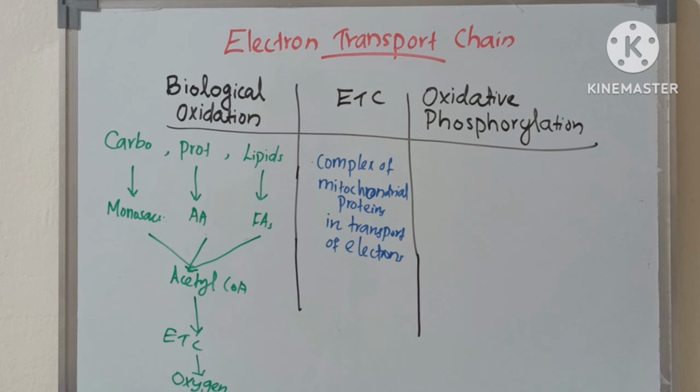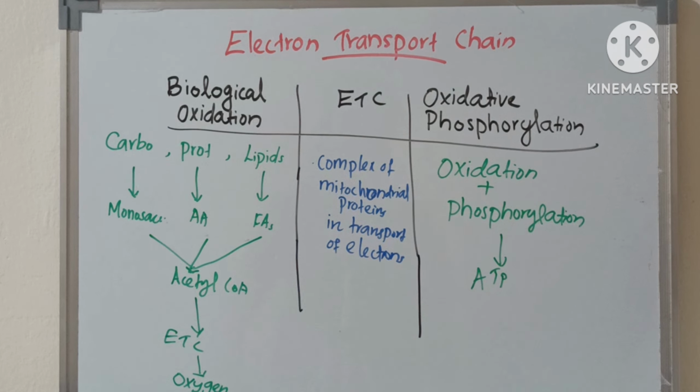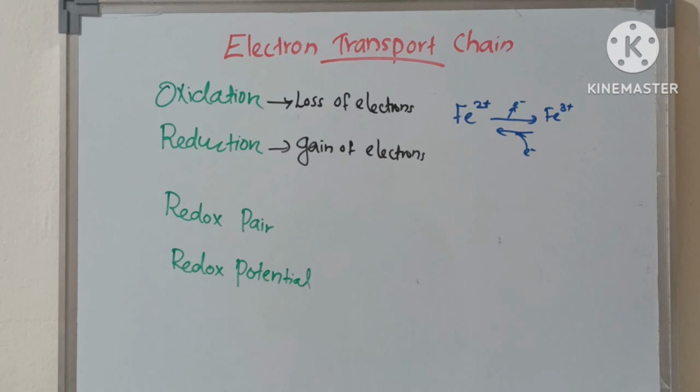In the electron transport chain, there will be transport of electrons. The electron transport chain is the complex of mitochondrial proteins which are involved in electron transport. When there is transport of electrons through the electron transport chain, there will be oxidation. When this oxidation is coupled with phosphorylation, which is the addition of inorganic phosphate to ADP, there will be formation of ATP. This is known as oxidative phosphorylation. And the complete process of biological oxidation is known as cellular respiration.